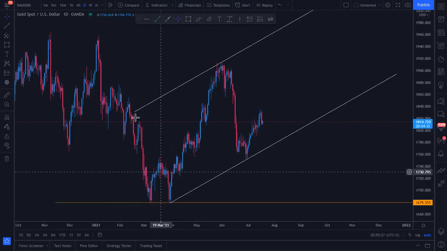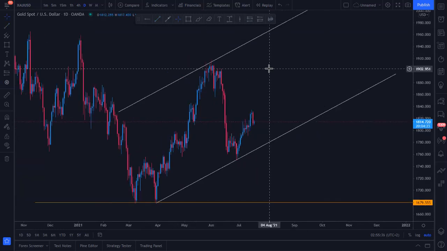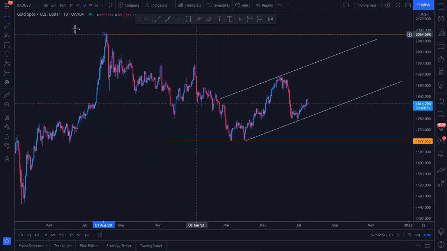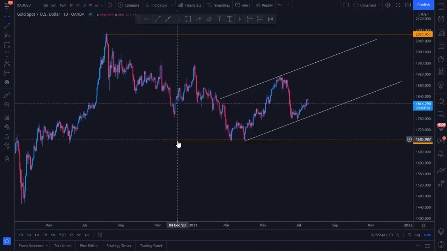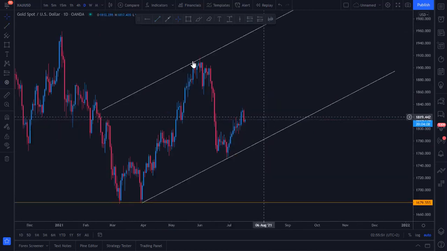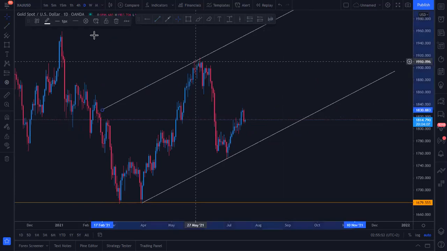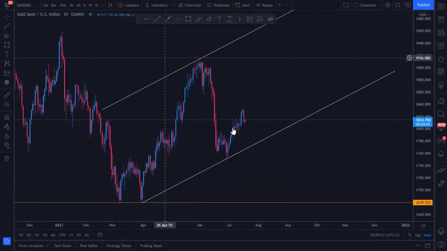Now what we have is an ascending structure. As the price evolves, we are going to evolve this trend line too. Let me make sure that these lines don't appear on the 4-hour time frame; they only appear on the daily time frame, because I'm not going to use them when I go to the lower time frame. I'm going to use them only when I'm on the daily time frame.